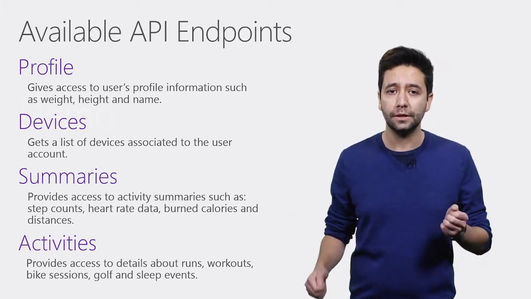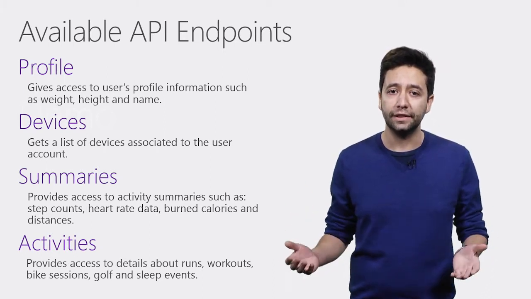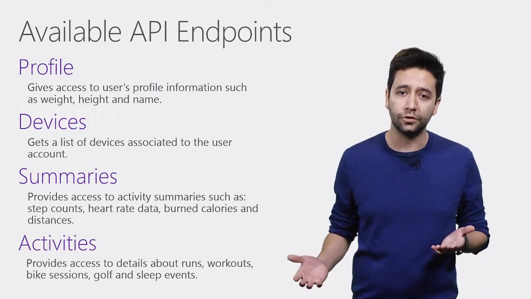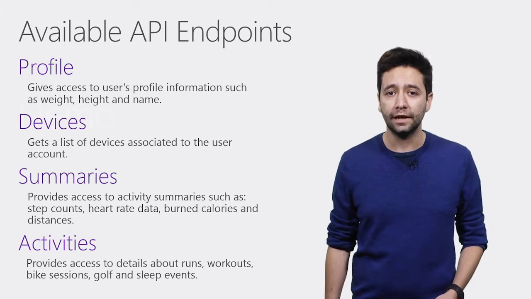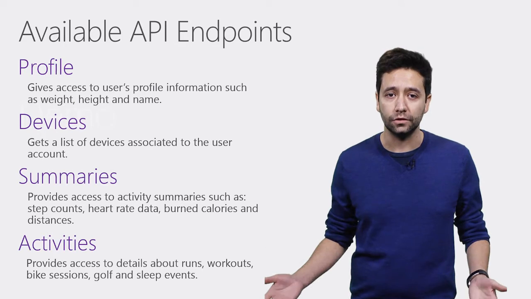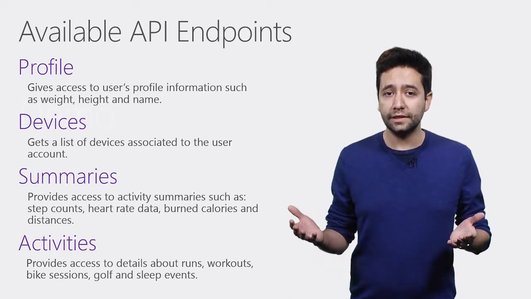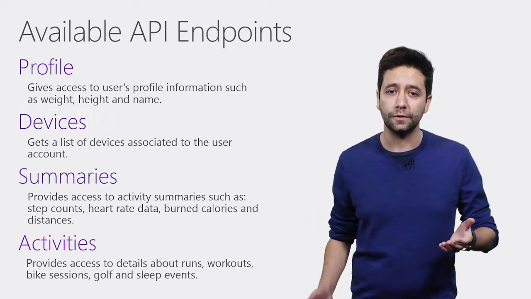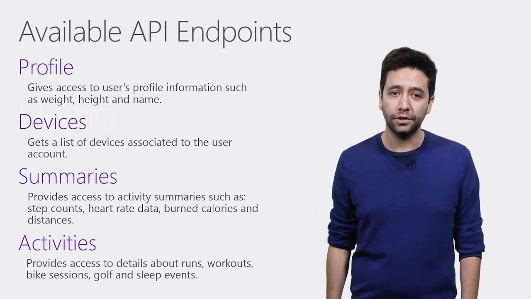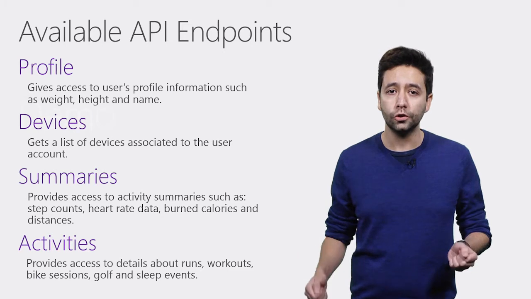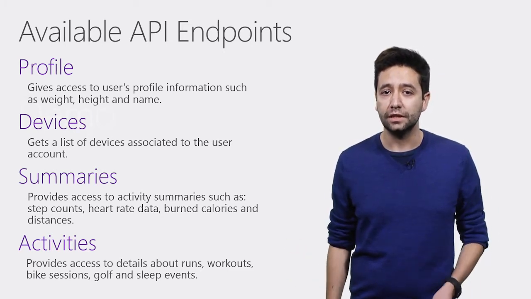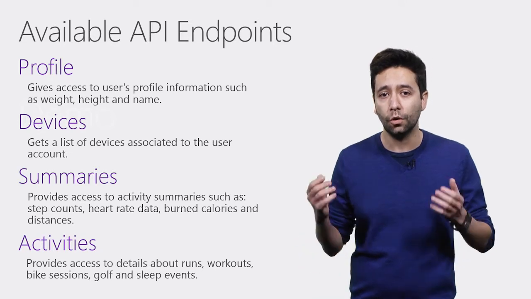The profile endpoint gives you access to users' height, weight, and name. The devices endpoint allows you to know how many devices are associated with the account, and it is useful to find out if your user is using a Microsoft Band or a phone to create data in their accounts. The summaries endpoint returns aggregated information about different metrics such as burned calories, heart rate data, active hours, and steps taken, also distance traveled. It returns this data aggregated by a given period. It doesn't differentiate if the user was running or sleeping.